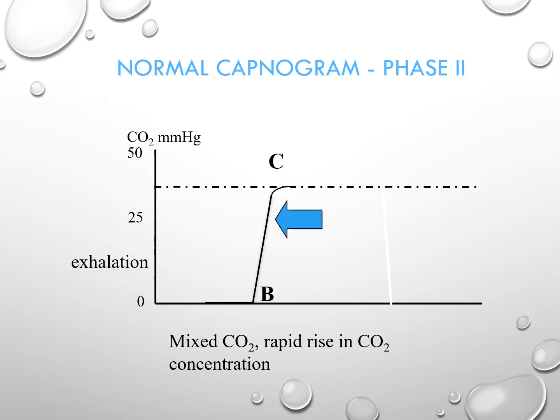In this part of the slide, we'll look at the difference between B and C. You see a rapid rise. At the lower end of that, by B, you still have essentially conducting airways, so you don't have any CO2, but you're seeing mixing, where some gas that does have CO2 from the alveoli mixes with that, and you see this sudden rise from B to C.